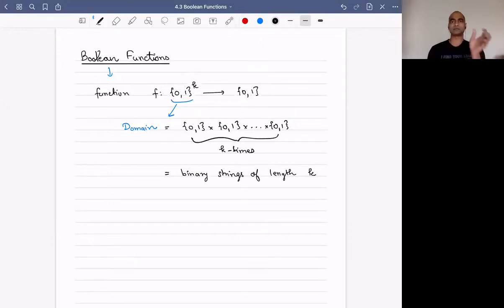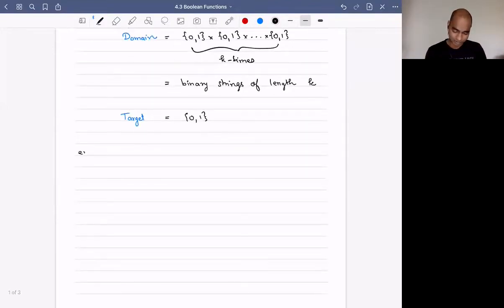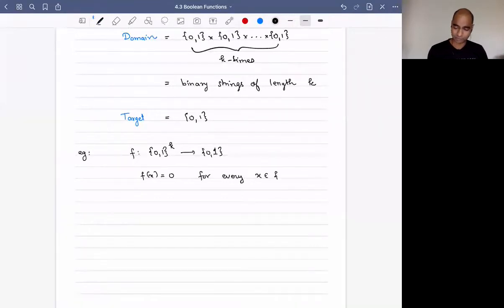Binary strings are just 0, 1, 0, 1, 0, 1, like strings which have 0, 1 as their letters. And the target is simple. The target is just the set {0, 1}. So it takes in a string of length k and either produces 0 or produces 1. Here's a very simple example. You can take the function f that produces 0 for every x. Totally valid function.